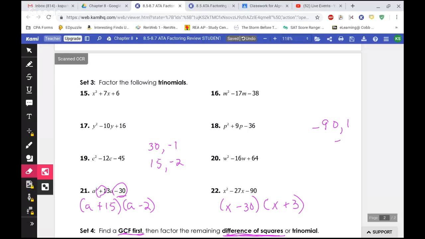Number 20. I'm looking for factors that give me a positive 64, but a negative 16. To get a positive, you either have to multiply two negatives or two positives together. So this tells me I'm going to be multiplying two negatives together. So I'm looking for factors of 64 that when I combine them would give me a negative 16.